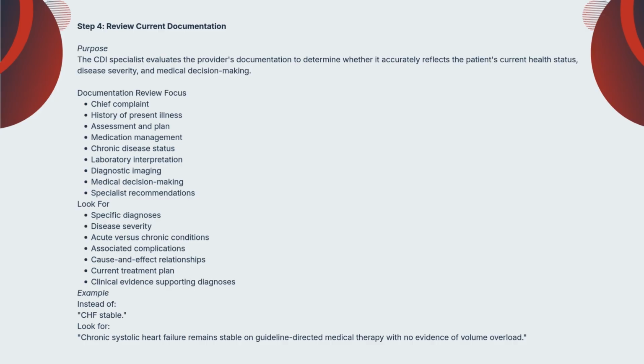Look for specific diagnoses, disease severity, acute versus chronic conditions, associated complications, cause and effect relationships, current treatment plan, clinical evidence supporting diagnoses. Example. Instead of CHF stable, look for chronic systolic heart failure remains stable on guideline-directed medical therapy, with no evidence of volume overload.